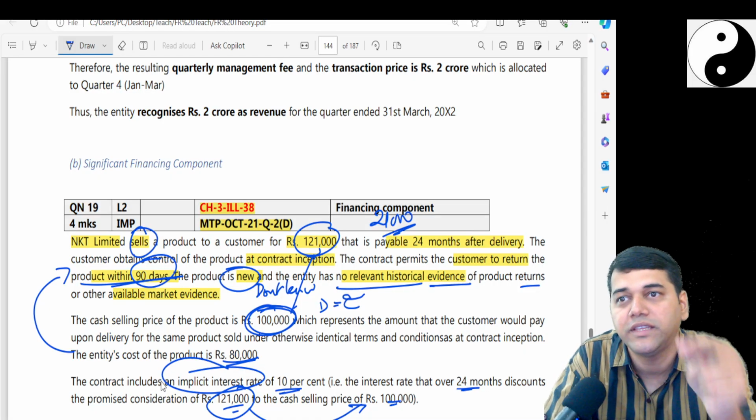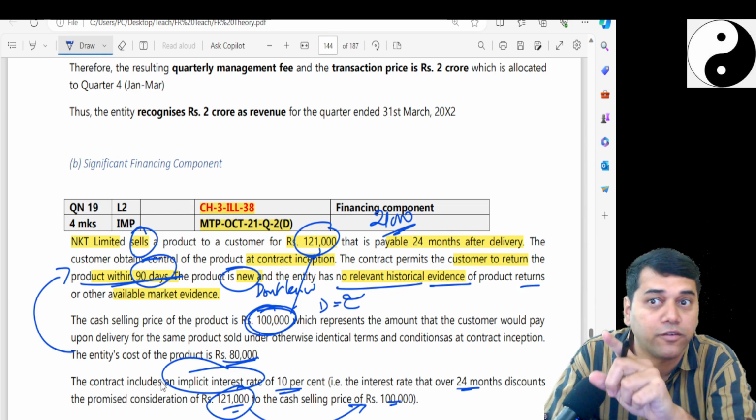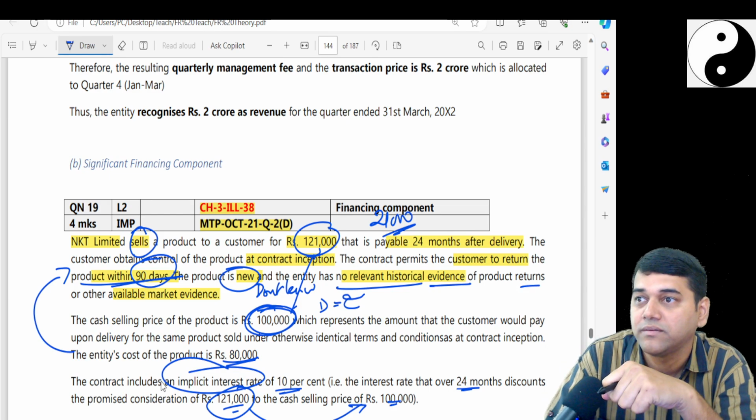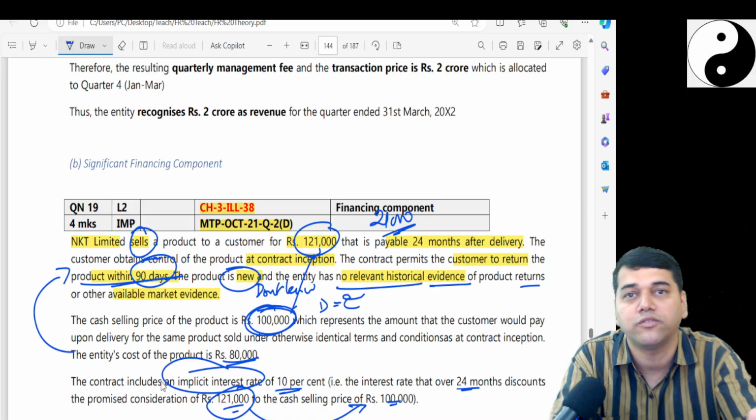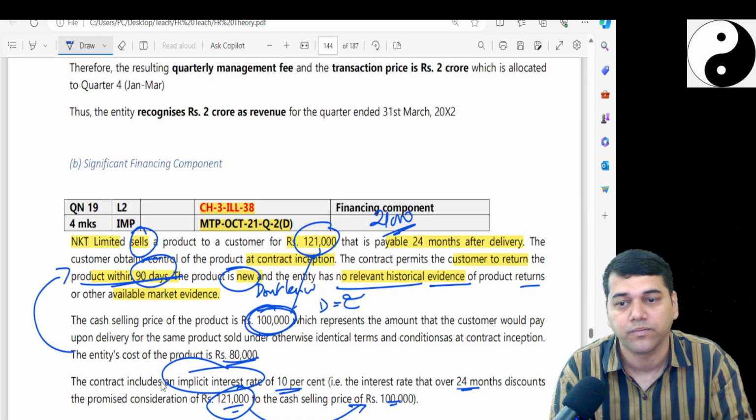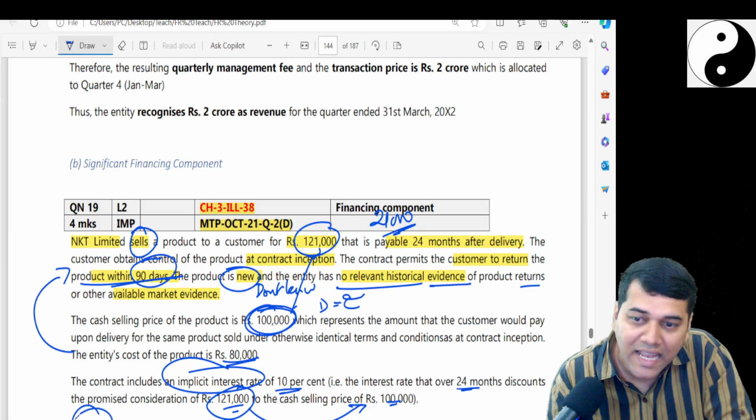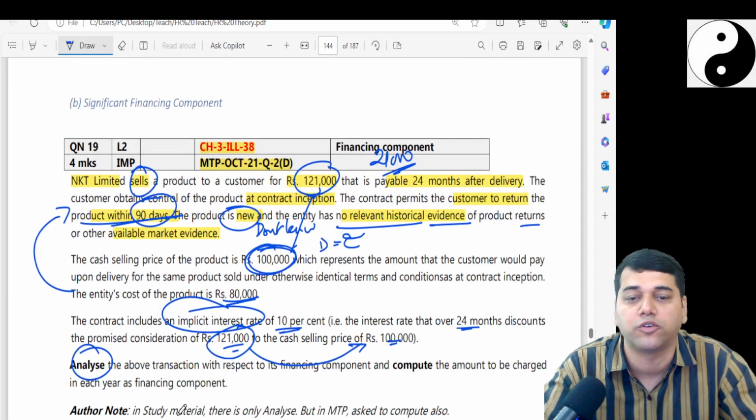Which other rates would they have given you? Market rate of interest. They would not have told you the incremental borrowing rate. Why will they not tell? Because it is not an advance received. Understood? So analyze the above transaction with respect to the financing component.